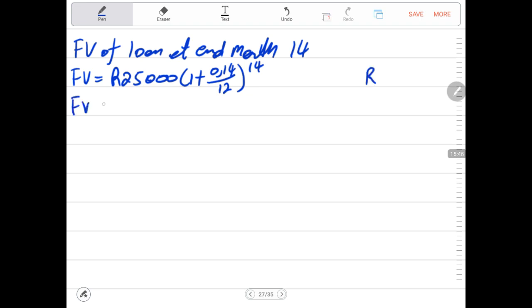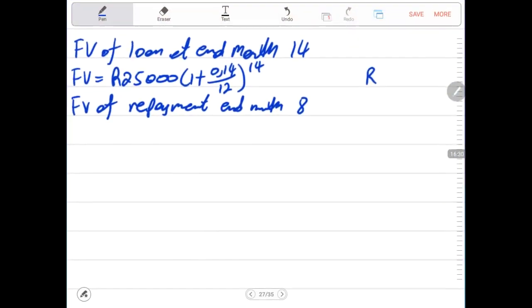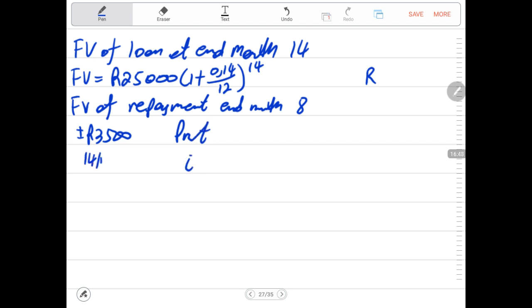Then after, we come to the future value of repayments at month number 8, because we made a series of equal payments from month number 3 up to month number 8. Then I will need to take this from month number 9 up until month number 14. Remember, from month number 3 to month number 8, these were a series of equal payments. It was an annuity. Whenever an annuity stops, you always calculate the future value up to the last payment of the annuity. That is why we will have to calculate the future value of these annuities, which will be plus minus 3,500 PMT. Then we have our interest, which is 14 divided by 12.